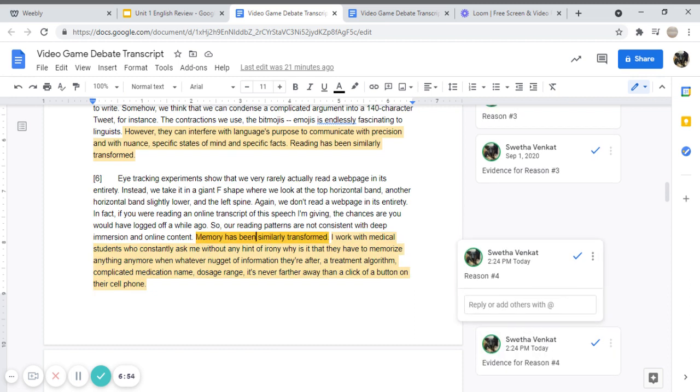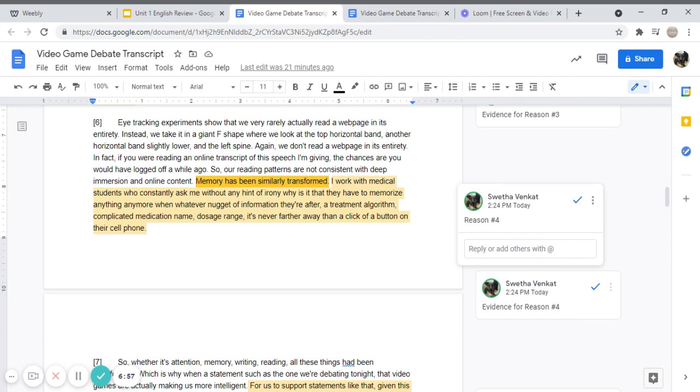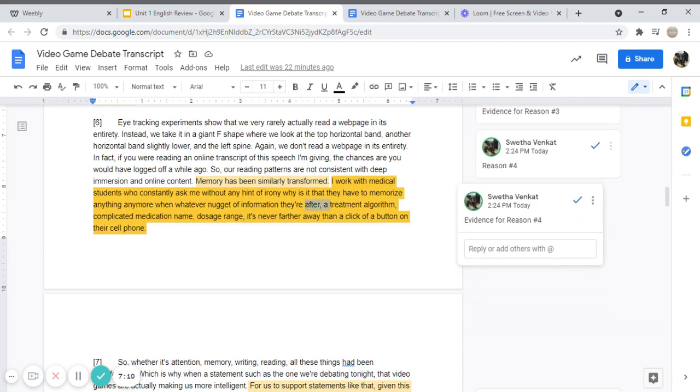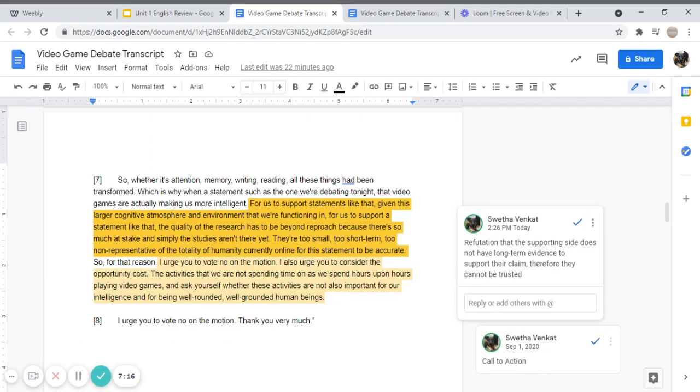And so it says that they believe it's not really necessary for students or people to be able to memorize or think, which decreases the mental capacity of people, as they no longer have the need to memorize certain information as it's all available online. Next is their refutation that the supporting side does not really have any long-term evidence to support their claim, therefore they can't be trusted, as it's too small, too short-term, and too non-representative of the totality of humanity currently online for the statement to be accurate or trusted.